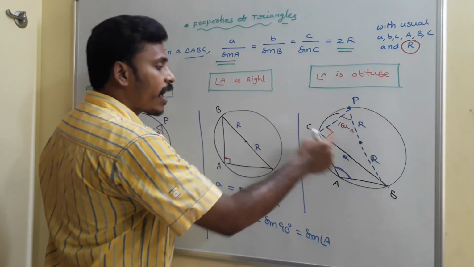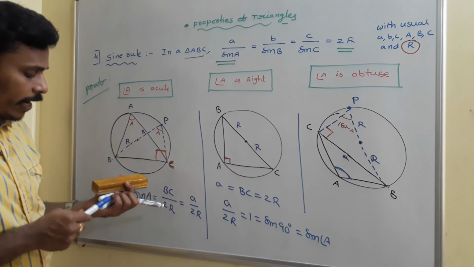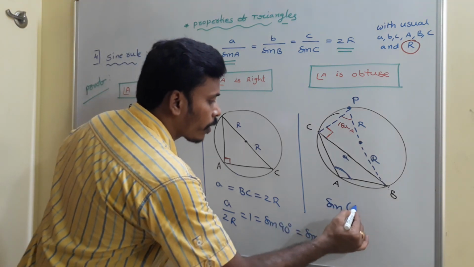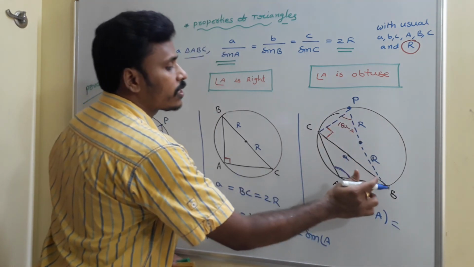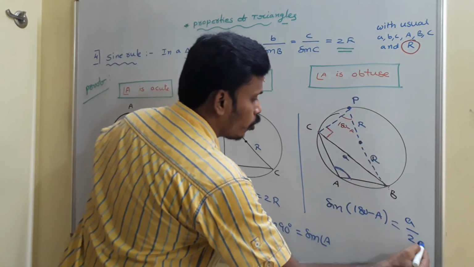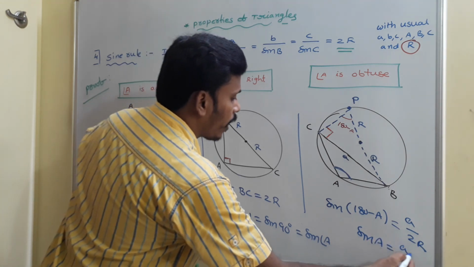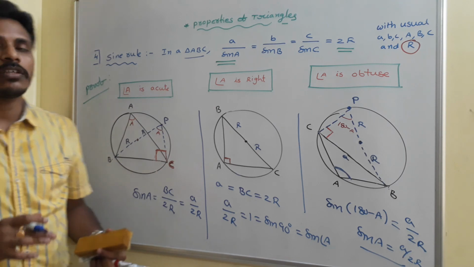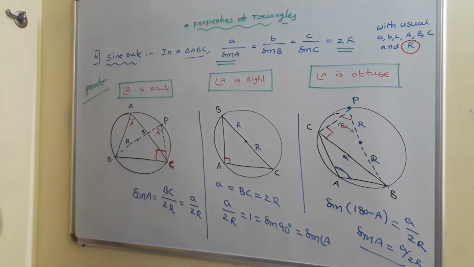Now, for this triangle, if you write sine of 180 minus A, what is it? Sine of 180 minus A is equal to opposite side by hypotenuse. The opposite side is a and the hypotenuse is 2R, and sine of 180 minus A is nothing but sine A, and sine A is equal to a by 2R. You just think about the situation, how I did. Okay, once again, you just follow it.